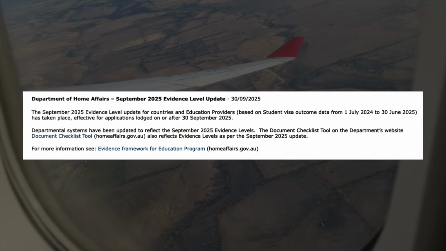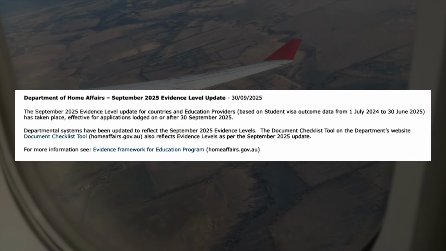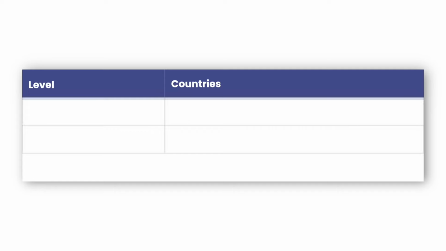Now, you might be wondering what has changed in September 2025. Well, it's been reported that the evidence level for some countries and education providers has been revised. As I mentioned earlier, the department does not publish any reports or lists. They just update the providers and immigration consultants by sending a message through PRISMS that the evidence levels have been updated. And based on the information available on the internet, here are the revised evidence levels for some of the countries.